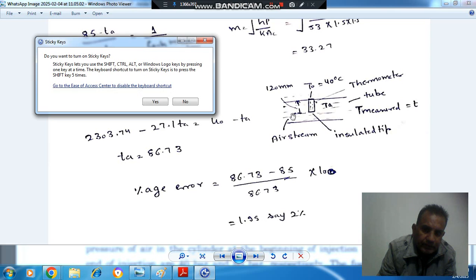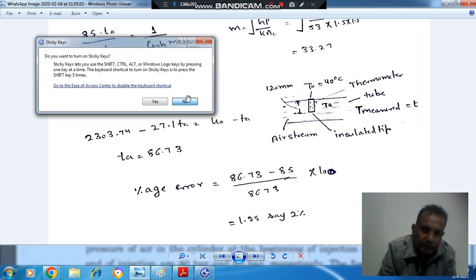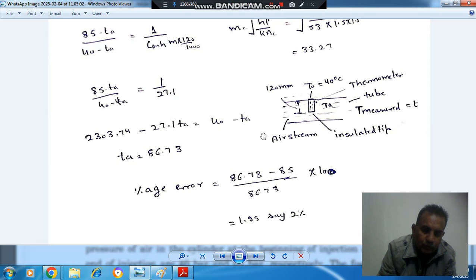Okay. This is the air stream, and the air stream temperature is TA, base temperature is T naught, length is 120, and at a length of 120 from the base the temperature is measured. So x is also equal to L. So using the insulated fin formula we can find out this TA, and then we can find out the percentage error.